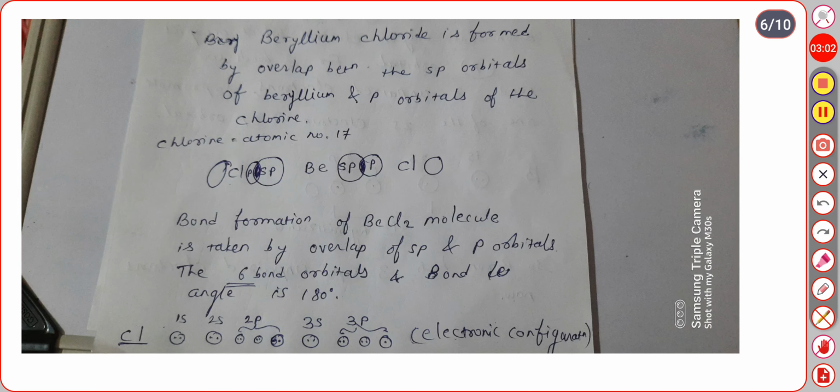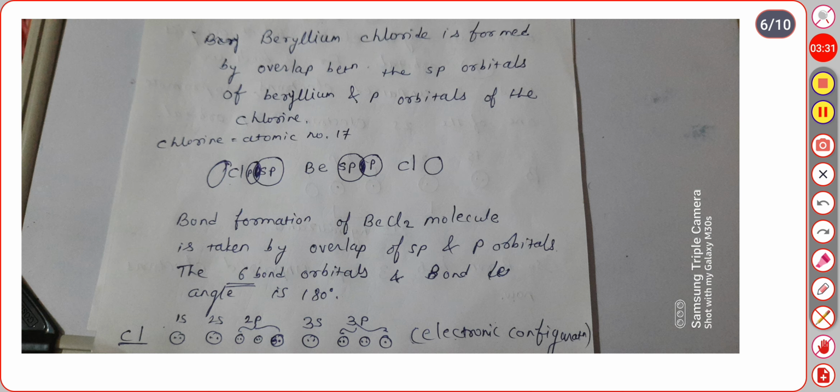We know that chlorine's atomic number is 17 and its electronic configuration is like this: 2 electrons in 1s, 2 electrons in 2s, 6 electrons in 2p orbitals, then 2 electrons in the 3s orbital, and 7 electrons in 3p orbitals. So it has one unpaired electron in the p orbitals.